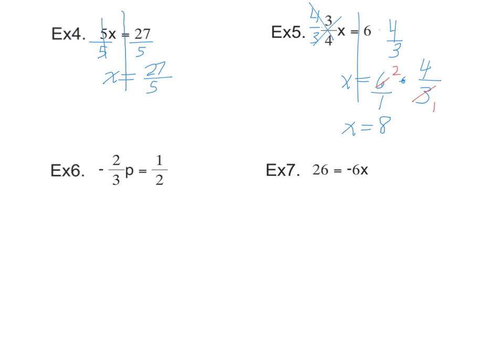Let's do another one of those fraction problems. Here again, p is being multiplied by negative 2/3. So I'm going to multiply by the reciprocal. I'm going to multiply both sides by negative 3/2. P now will equal whatever 1/2 times negative 3/2 equals. No need to get a common denominator here, since we're doing multiplication. Multiply straight across the top and straight across the bottom.